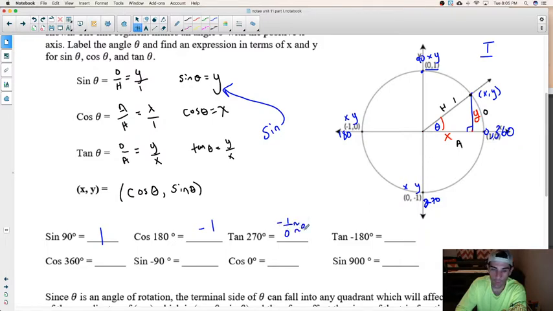Now if you try to put that into your calculator, it's going to give you an error. So this right there doesn't happen. Okay, you can't have the tangent of 270 degrees. What about the tangent of -180 degrees?